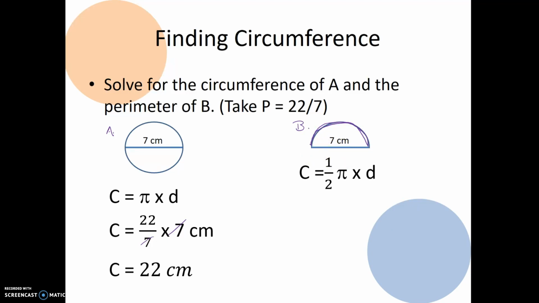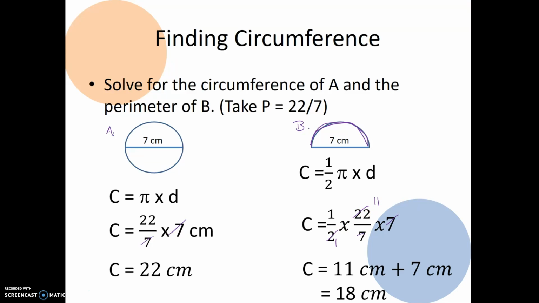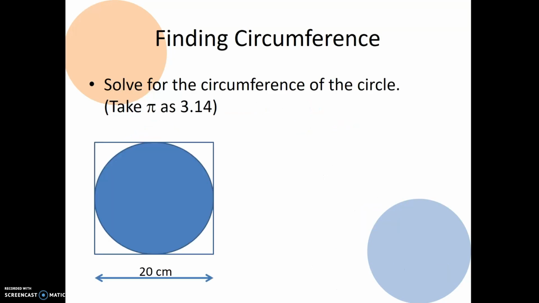I have 1/2 circumference times diameter written down there because I'm only finding the circumference of half of a circle, right? So then we'll substitute in our values, 1/2 times 22 over 7 times 7, cross cancel there, cross cancel here, and my circumference equals 11. However, I need to add back in that other leg right there. So it's really 11 centimeters plus 7 centimeters, which equals 18 centimeters.